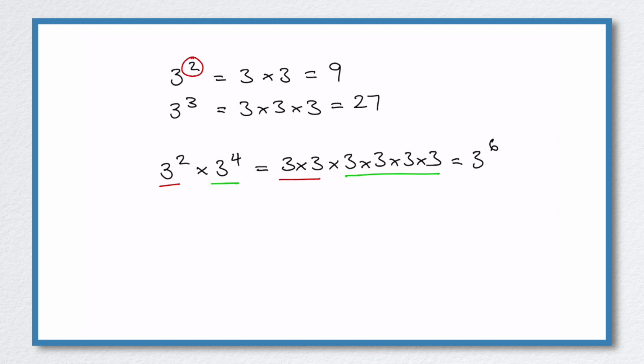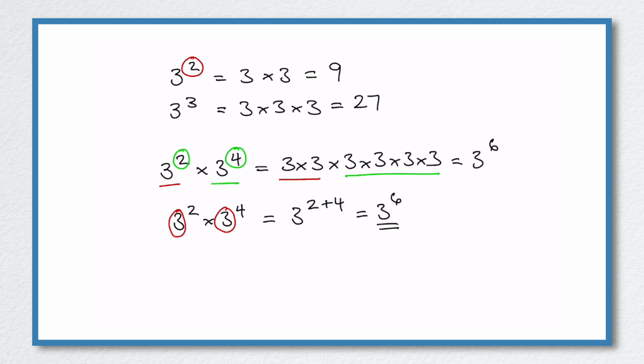Now the rule for dealing with powers that look like this, effectively what we are doing is adding these two powers together. 2 add 4 is equal to 6. So if I had 3 to the power of 2 multiplied by 3 to the power of 4, we can write this as 3 to the power of 2 add 4, which is equal to 3 to the power of 6. And there's our answer. It's important to note that this number here and this number here have to be the same. If they are different, then this rule doesn't apply. So these two numbers have to be the same.